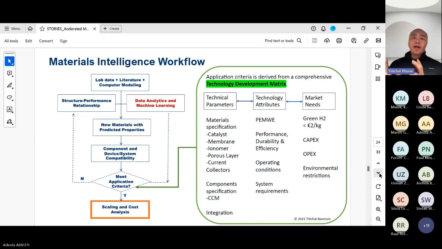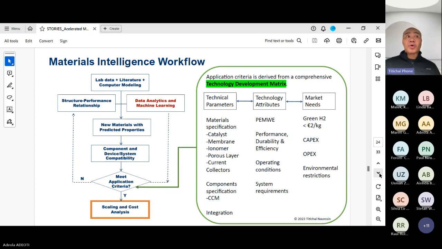Then you throw that problem to a group of system engineers and say, okay, what do we need in terms of system characteristics in order to satisfy that application, right? For the PEM water electrolysis, to be able to do that, you have to define what performance, durability, and efficiency are required in order to meet the cost targets. What operating conditions it needs to be run at, the windows, and the system requirements. What's the footprint?